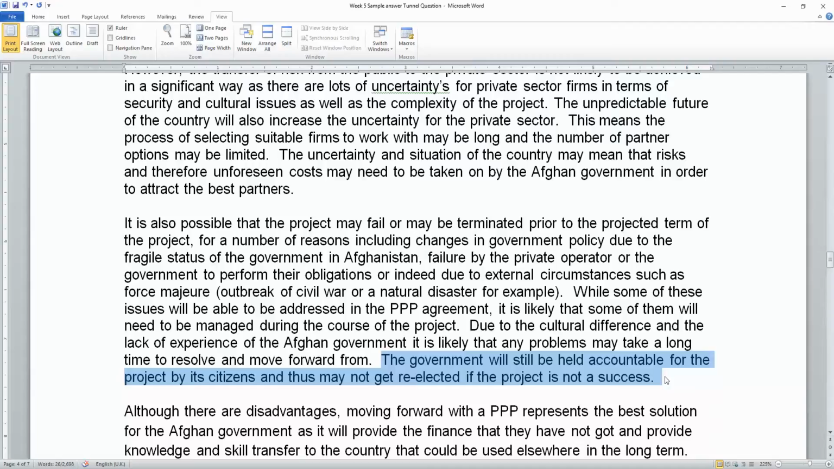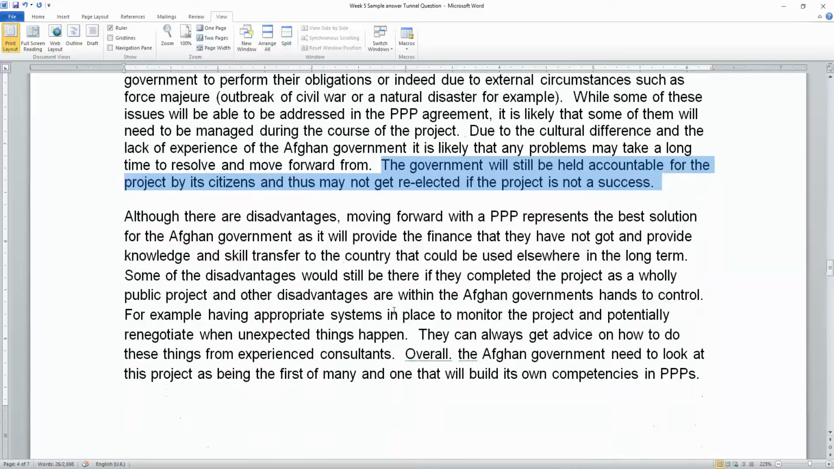So again, I'm talking about the advantages and disadvantages from different stakeholders' points of view. Although there are disadvantages, my final summary is that moving forward with a PPP represents the best solution. So I'm coming to a judgment, okay? And it's the best solution for the Afghan government because of the things I mentioned before. It allows them to have access to finance. It's also going to have the added benefit, if they structure the PPP successfully, that it is going to transfer valuable knowledge and skills to the country that can be used elsewhere in the long term.